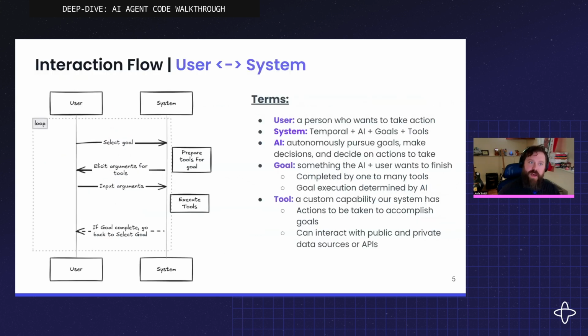So let's dive in a little bit to how the interaction flow works and define some terms. Here is an example interaction flow. It's pretty simple. The user, in this case, picks a goal. The system prepares tools, asks for arguments, gets those arguments, executes the tools, and then, hey, when we're done, let's go back to select goal in a multi-goal system. Important terms here are we've got a user or some sort of input. We've got the system that's made up of AI goals and tools and their definitions there.